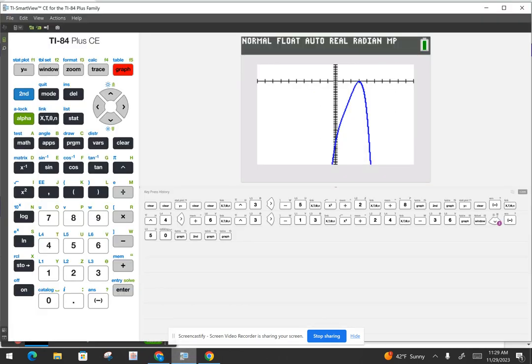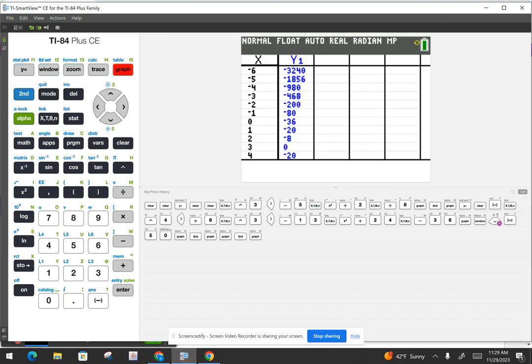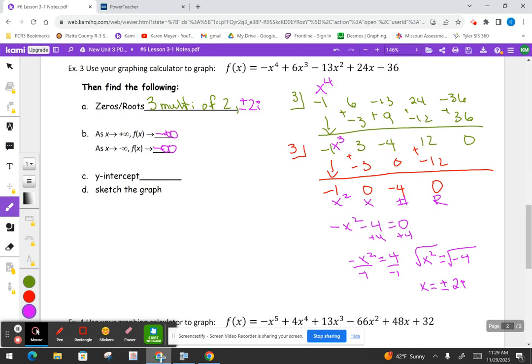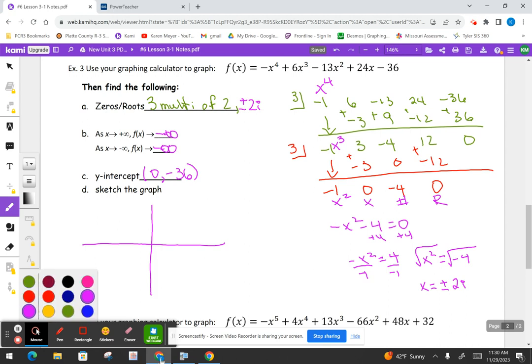Okay, y-intercept, go back to the t-table, find 0 on the x, and the y number is -36. So you have 0, -36. And then the last thing we want to do is sketch the picture. Remember, you must plot the zeros. So my zero is at 3. I can't plot the imaginary ones because they don't exist on the real plane. So that's the only thing I plot.